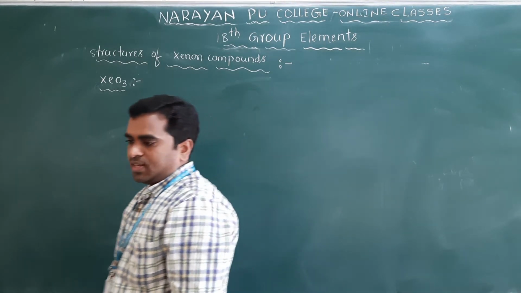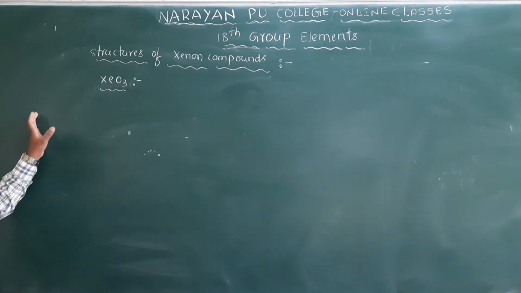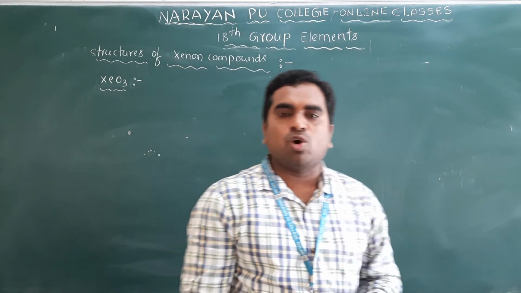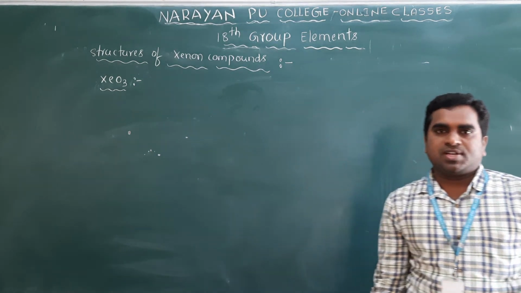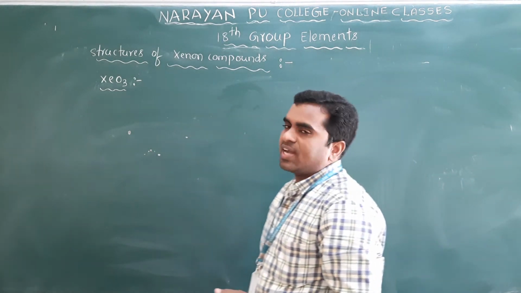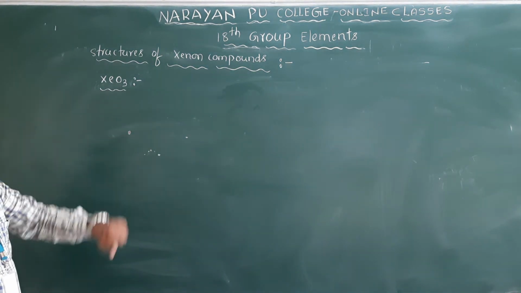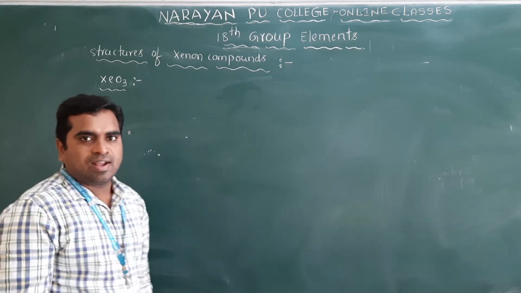So next, we have to discuss the structure of the oxides, xenon trioxide. I already mentioned xenon forms how many oxides here? 2 types of oxides. One is xenon trioxide and another one is xenon tetroxide. So first of all we will discuss the structure of xenon trioxide.